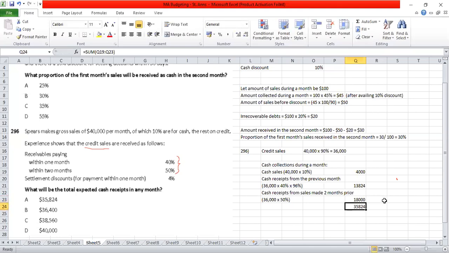Okay. Do we have? Yes. 35,824 is cash collection during a month.